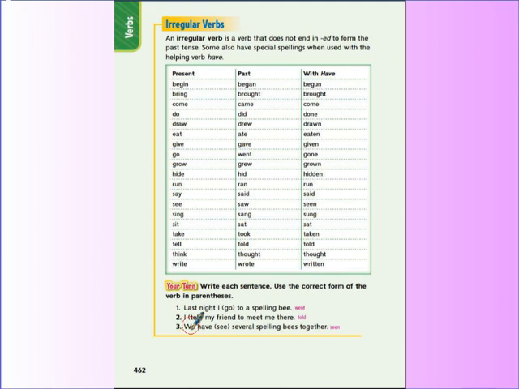For example, we have see. Let's go and check the verb see. See, saw, seen. So I should pick seen, not saw, seen, because I have. And here's how we should write the verbs with have. So we have seen, okay? We have seen several spelling bees together.